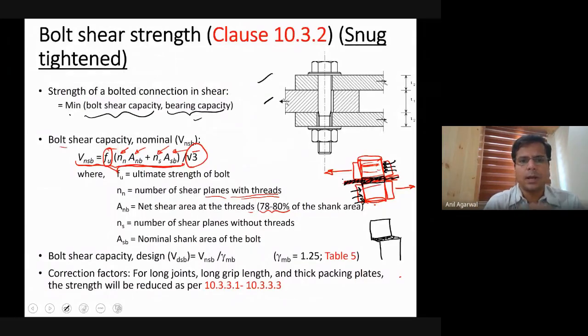So I think I missed one step here. First we get V and SB, which is the nominal capacity in shear. For that nominal capacity, we divide by the factor of safety, gamma, to get the design capacity in shear. So VDSB is the design capacity in shear for a bolt.